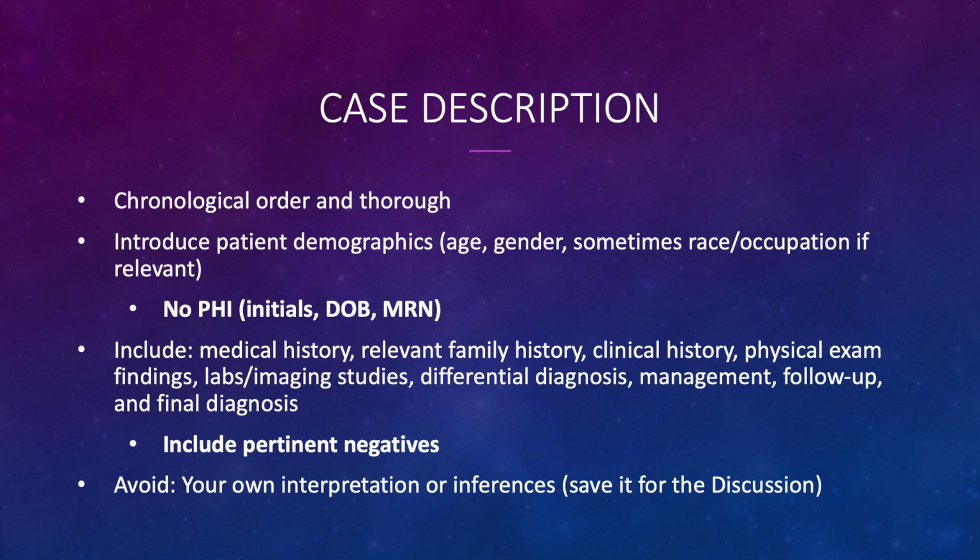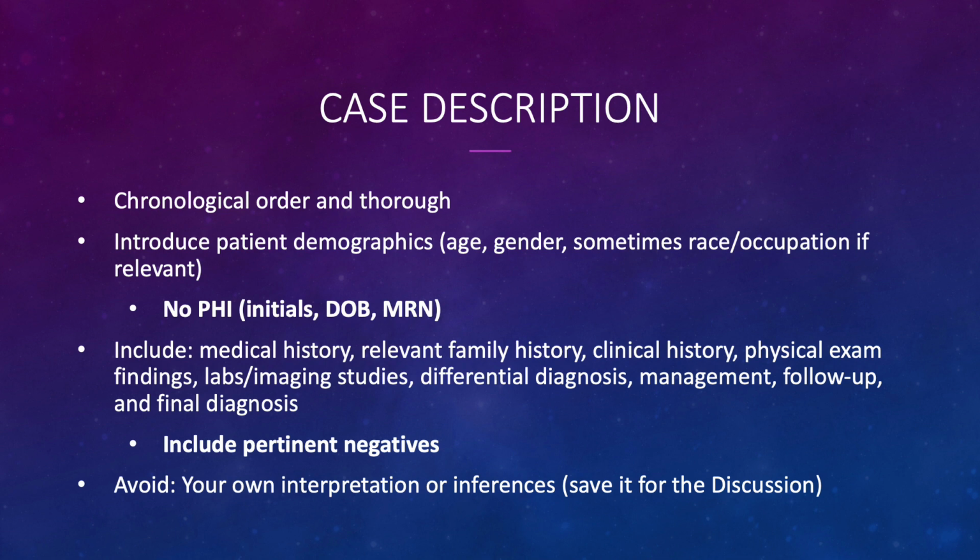You're going to introduce the patient's demographics: age, gender, sometimes race or occupation if it's relevant. Avoid protected health information like initials, date of birth, and medical record number. Some journals don't even want a precise age. They want you to say things like a woman in her 50s to keep it even less specific and identifiable.